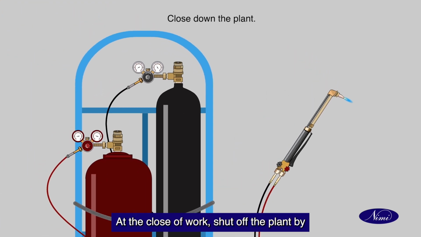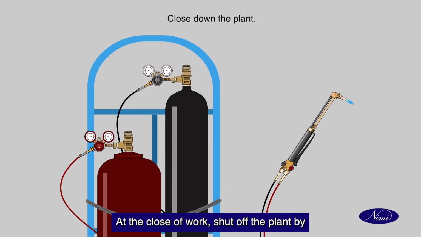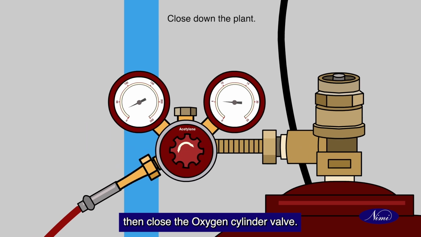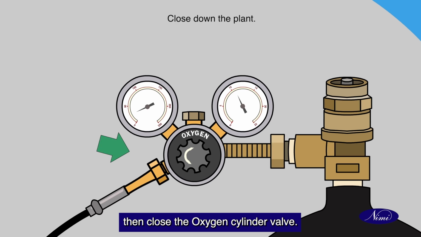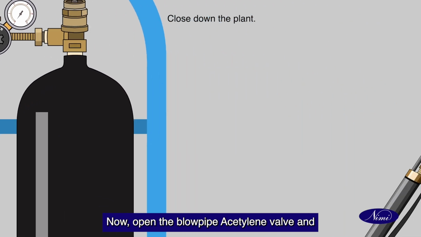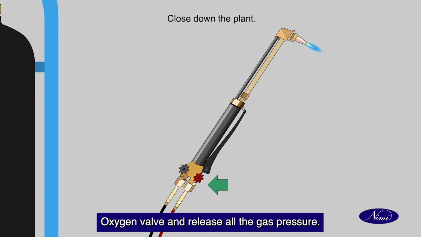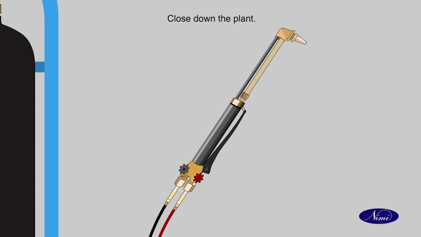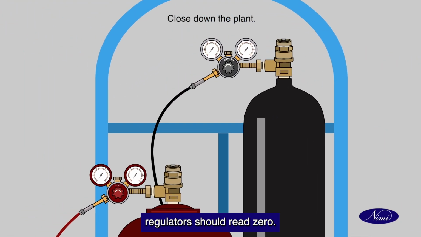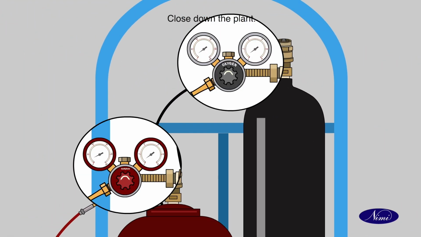At the close of work, shut off the plant by first closing the acetylene cylinder valve. Then close the oxygen cylinder valve. Now, open the blowpipe acetylene valve and oxygen valve and release all the gas pressure. Both the pressure gauges on the regulators should read 0.